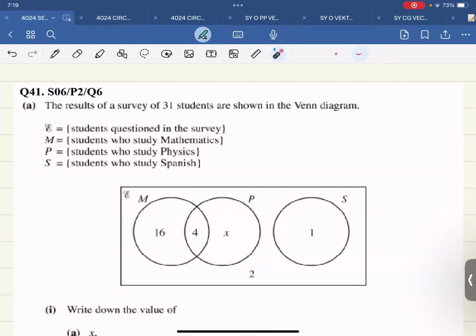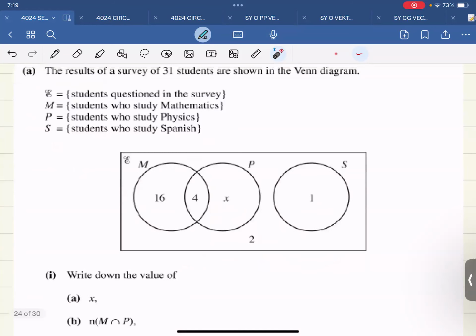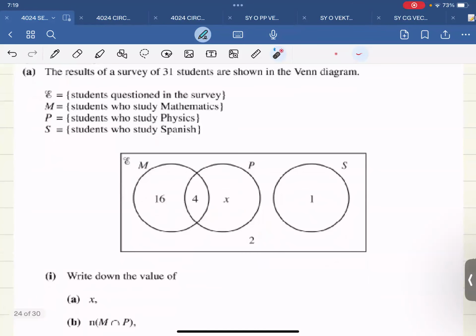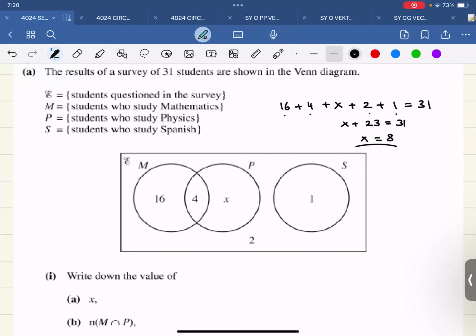Now, first of all, we know that 31 students are shown. That means this should all add up to 31. So the first part is 16 plus 4 plus X plus 2 plus 1 equals 31. 16 plus 4 is 20, plus 2 plus 1 is 23. So X plus 23 is 31. Therefore, X comes out to be 8.